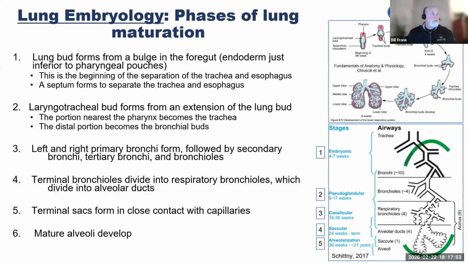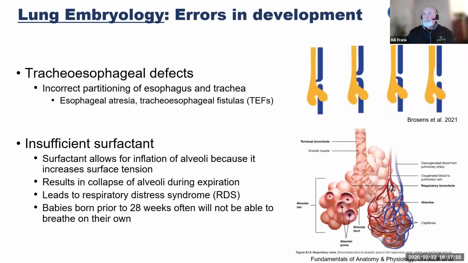Okay, very good. So lastly, the lung embryology. If this budding does not happen correctly, we can get what are called tracheoesophageal defects. This is an incorrect partitioning of the esophagus and trachea, which can lead to esophageal atresia, or blind pocket, or it can actually result in tracheoesophageal fistulas. And we can see several different forms here.